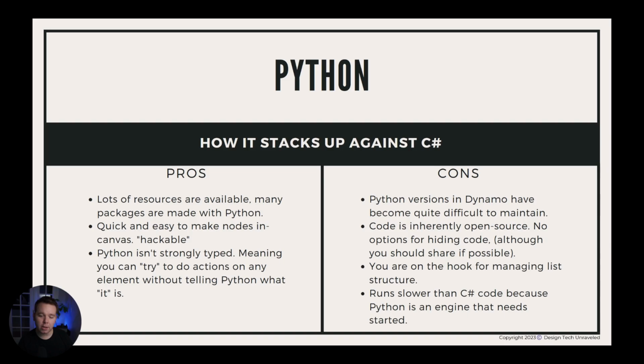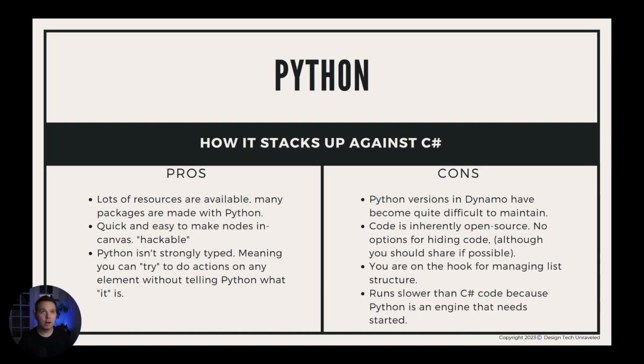Once again, your Python code is inherently open source. If you do Python code in a Dynamo graph, it's in the node and anyone can double click and yank that code out. If you're looking to create workflows that are a little more obfuscated or hidden, Python's not really the way to go. I don't suggest doing that anyway, especially when it comes to Dynamo. I'm open to sharing all the time, but if that is something that you need to do, Python's not going to help with that as much. So that's one thing for you to consider.